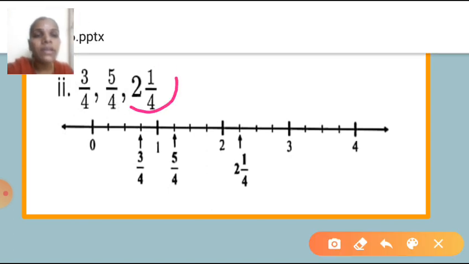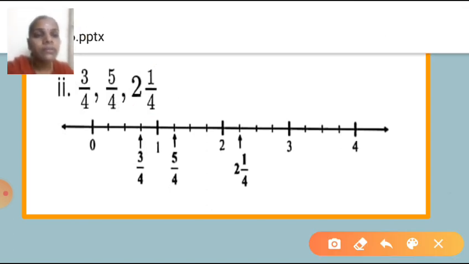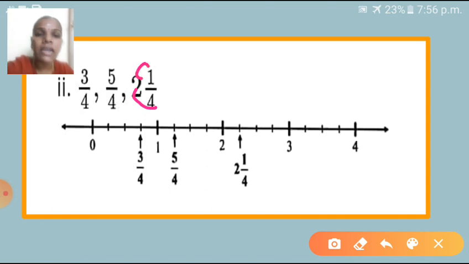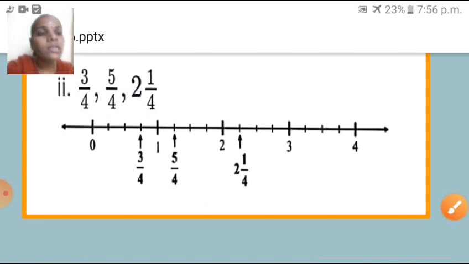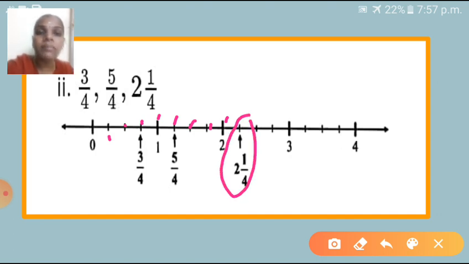So third fraction you have to see here, children. Yes, this is a mixed number, 2 1 upon 4. So 2 1 upon 4 you have to convert into an improper fraction. Then what will come? Yes, 2 fours are 8, 8 plus 1, 9, 9 upon 4. So you have to see where 9 upon 4 will come. From 0 you have to count. So the 9th division from 0 is 9 upon 4. So 1 upon 4, 2 upon 4, 3 upon 4, 4 upon 4, 5, 6, 7, 8 and here 9. That means 9 upon 4 or 2 1 upon 4.